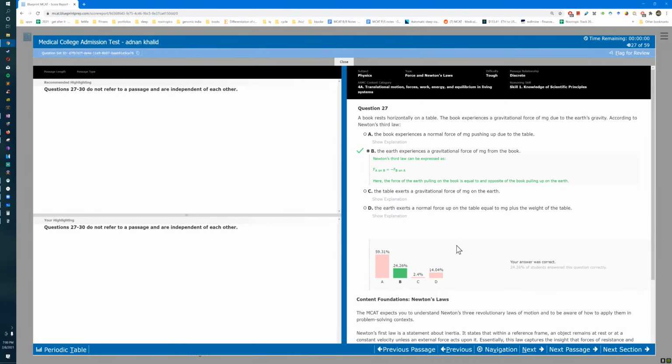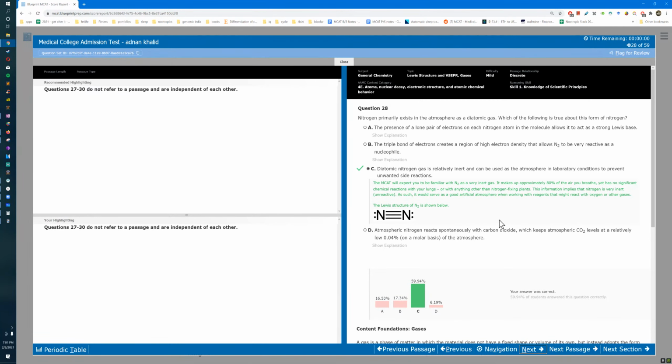This is just, wow, they really said this is tough. So this is just basically Newton's third law. Like, if a book experienced a gravitational force due to the Earth, the third law states that the Earth experiences a gravitational force in the opposite direction, but equivalent amount, from the book. That's it right there.